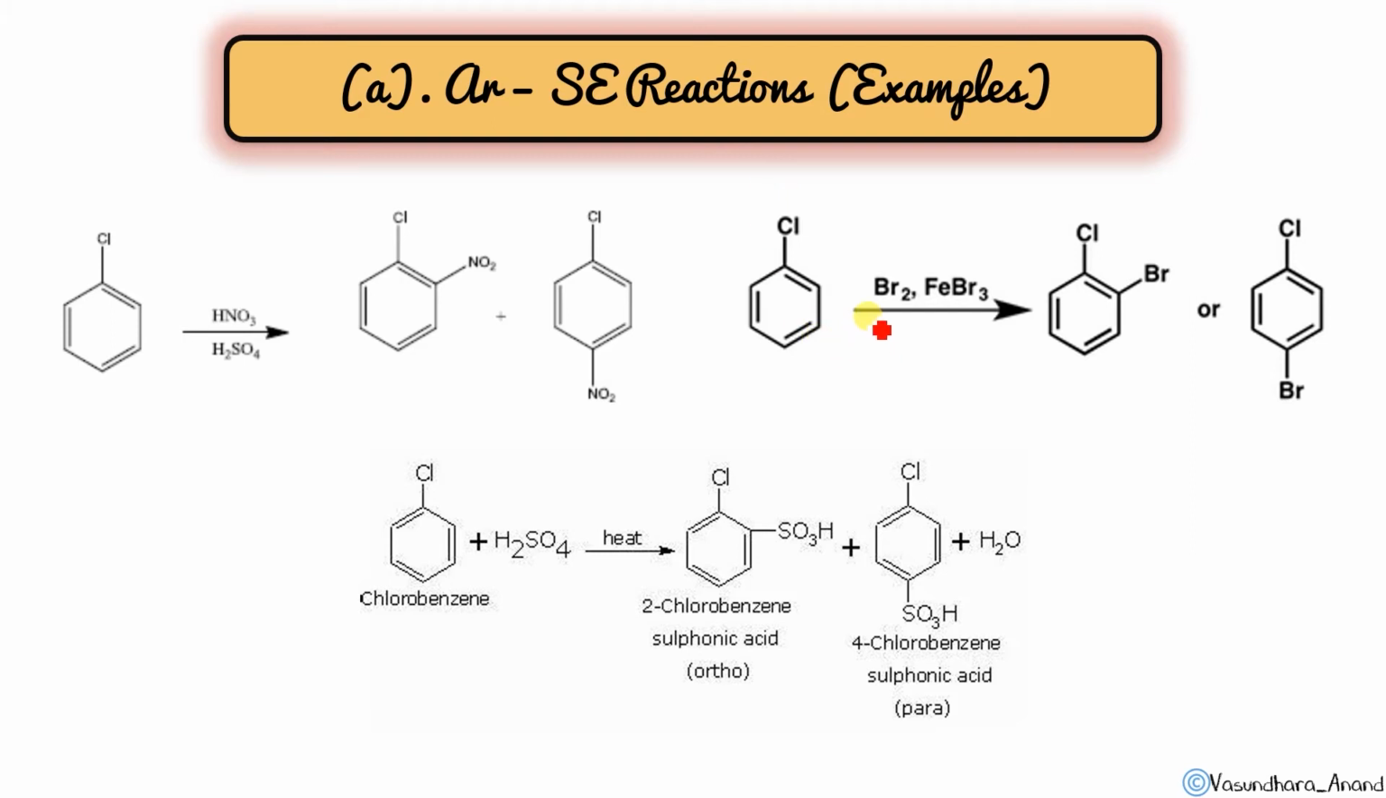Now chlorobenzene, if it reacts further with bromine and FeBr3, then bromine will be directed towards the ortho or para position, and this will give you the product. Next, if it reacts with H2SO4, the H2SO4 will give you SO3H as an electrophile, and this SO3H will attach either at the ortho or para position, giving a sulfonic acid. So this is ortho-chlorobenzene sulfonic acid, and this is para-chlorobenzene sulfonic acid. Got it? SO3H will attach when H2SO4 reacts with this.